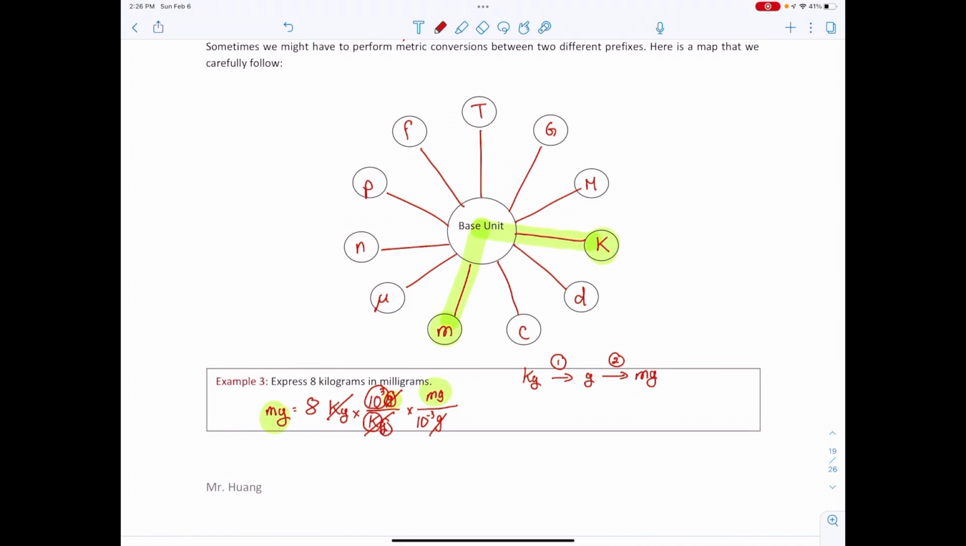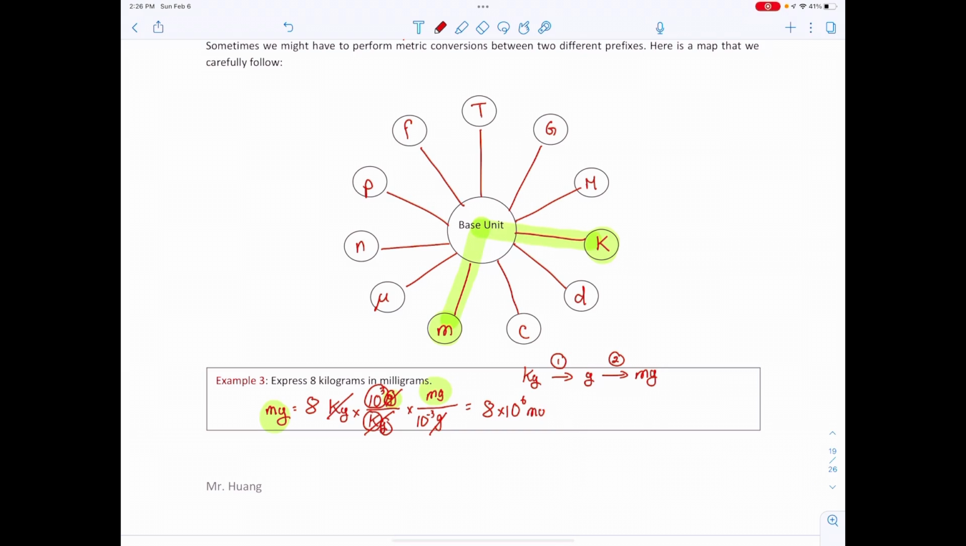And so the next step, we're just going to put this into the calculator. 8 times brackets 10 to the power of 3, close brackets, times 1 over, or you can go divided by bracket 10 to the power of negative 3, close bracket. Okay, so if you punch it into the calculator and you did it correctly, you should get 8 times 10 to the power of 6, okay, the units milligram.